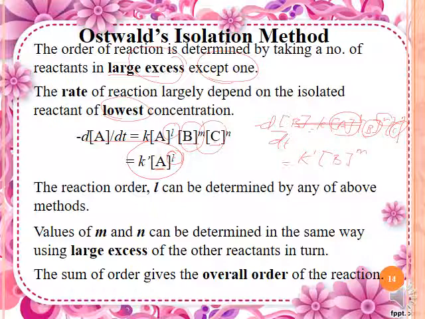We can do the same for C, and the sum of these L, M and N is the overall order of the reaction. So that is Ostwald's isolation method.